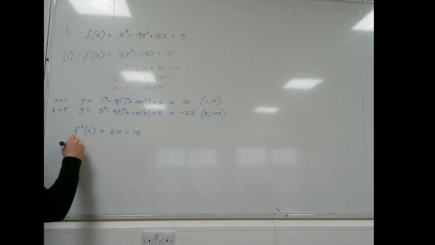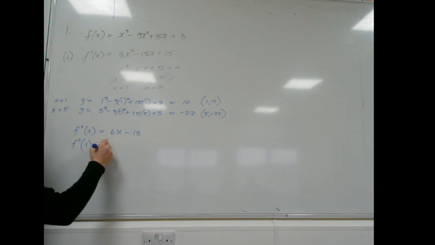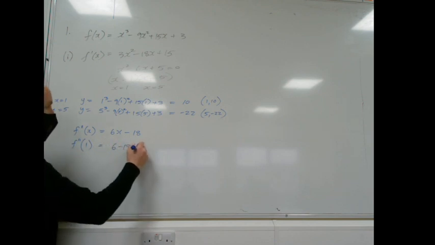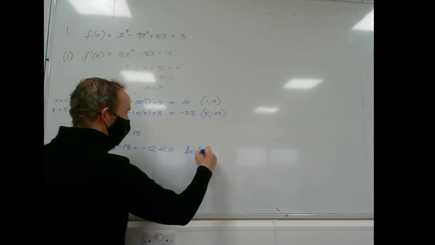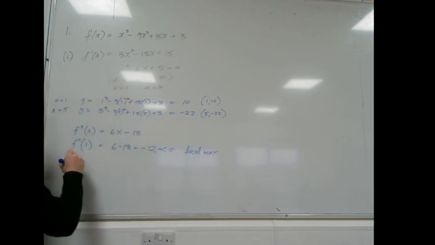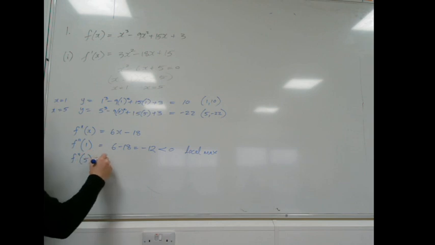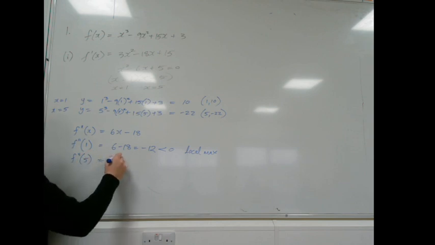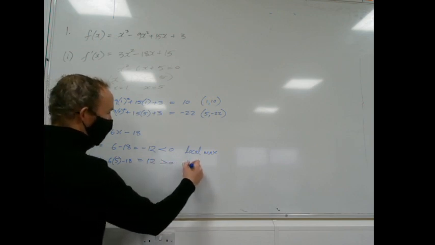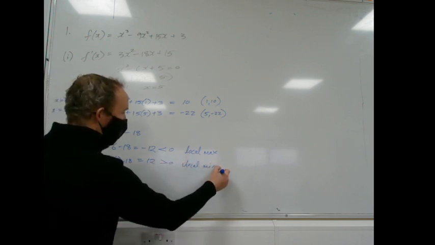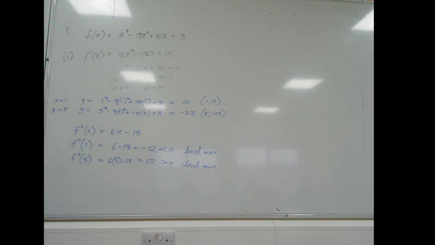We substitute the corresponding x values. Because x equals 2, you have 6 times 2 minus 18, which is negative 6, less than 0, so that's a local max. For x equals 4, f double dash gives 6 times 4 minus 18, which is 6, greater than 0, so that's a local min. So we've tested the local max and the local min.